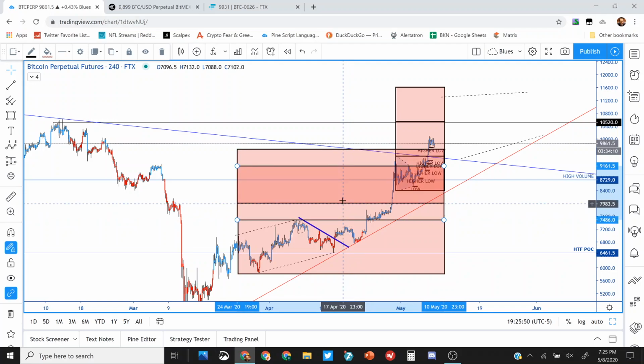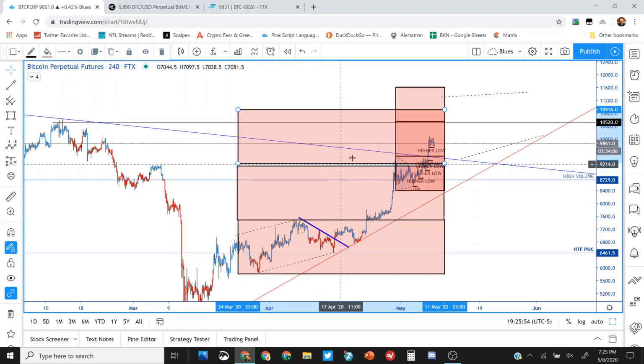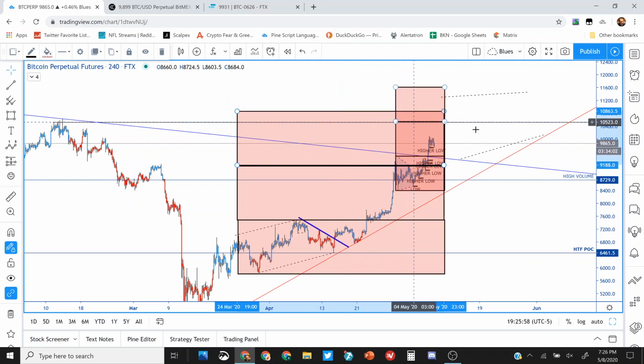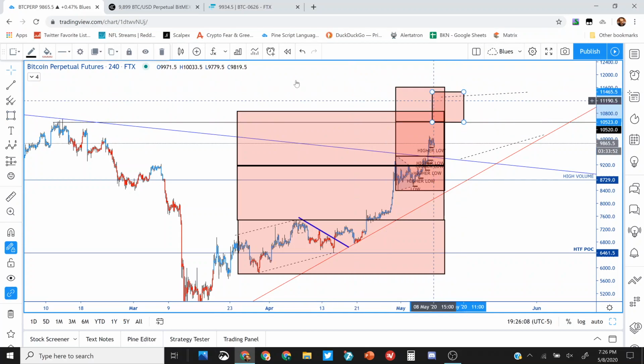1, 2, and we're pretty close. So could be targeting this area right here on the next move up.